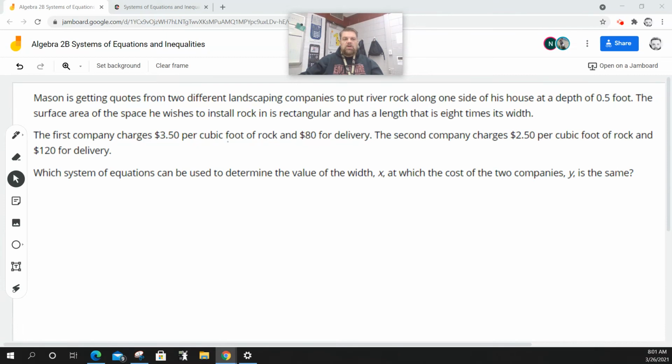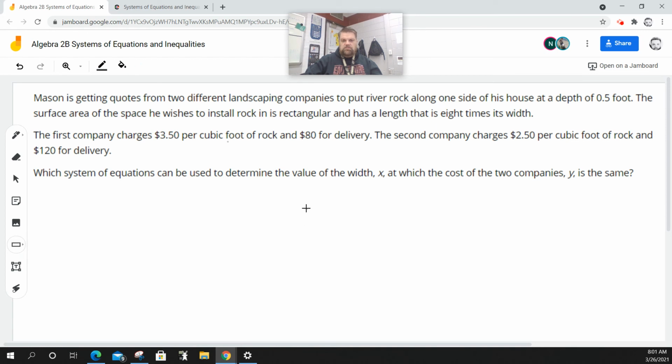Okay, so Mason is getting quotes from two different landscaping companies to put river rock along one side of his house to a depth of a half a foot. The surface area of the space where he wishes to install the rock is rectangular and has a length that is 8 times its width.